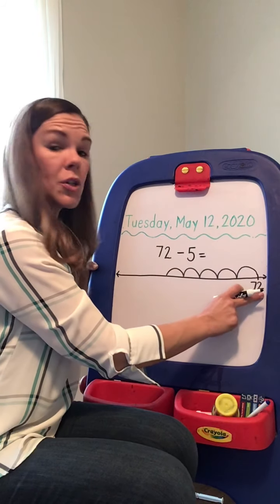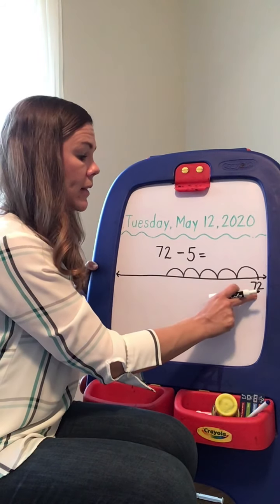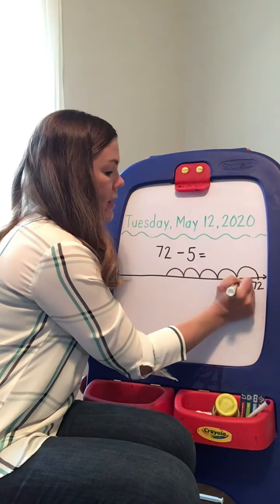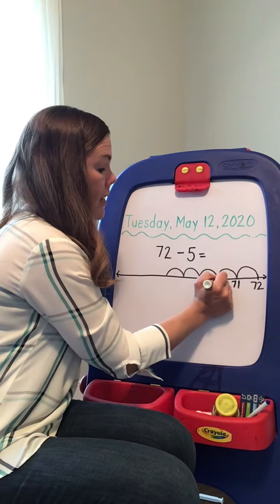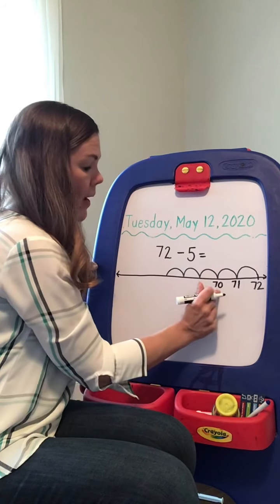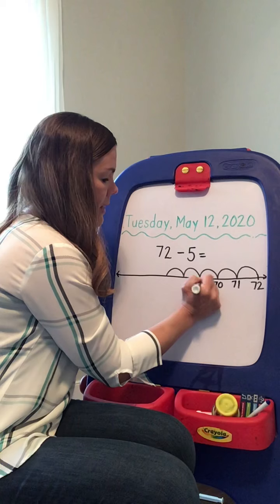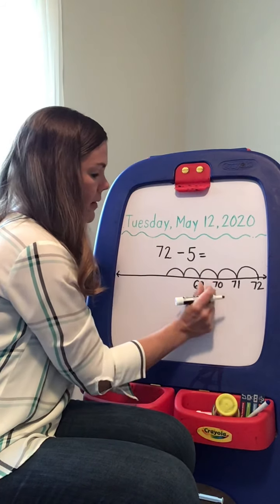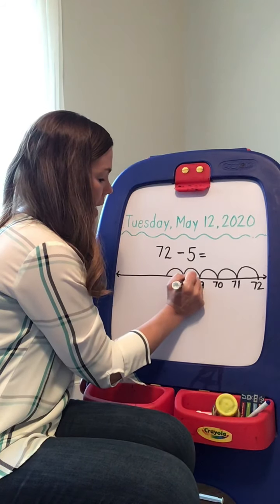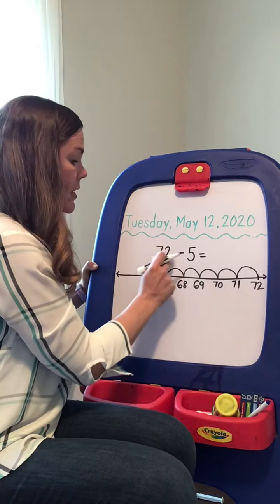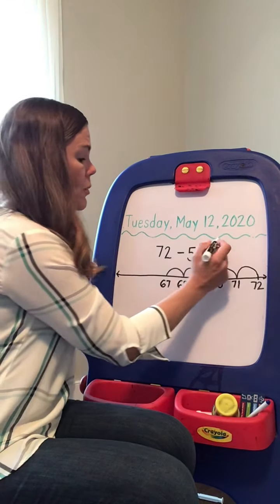Well, 72, I only have 2 ones, which means I'm still in my 70s. So 72, 71, 70, there's my 0, which means I have to drop my tens, 69, 68, 67. 72 minus 5 equals 67.